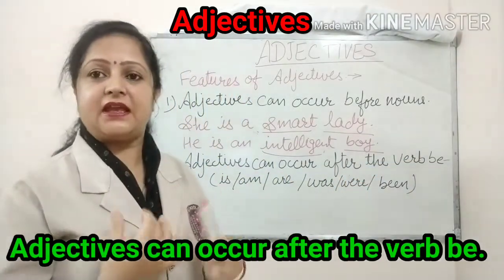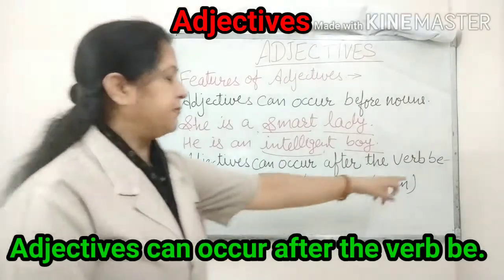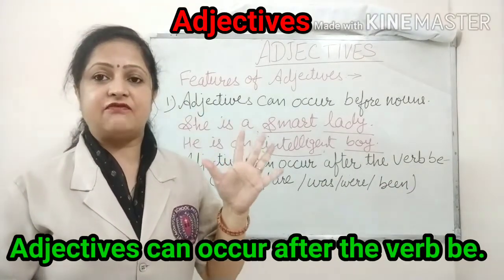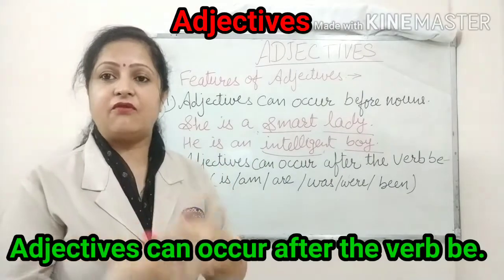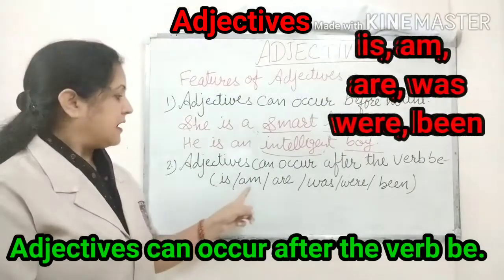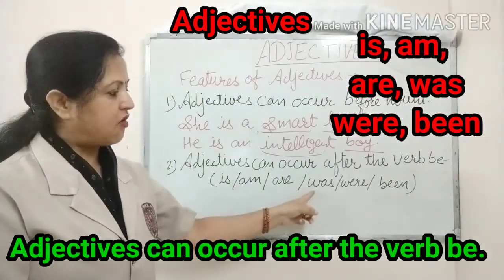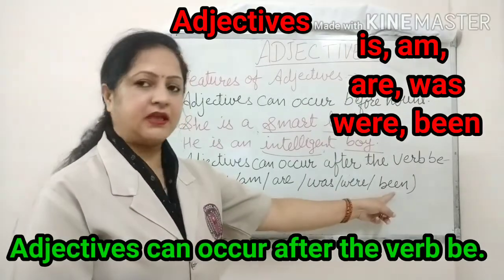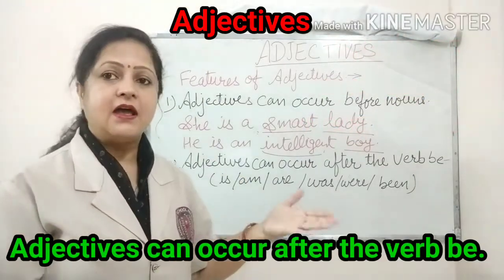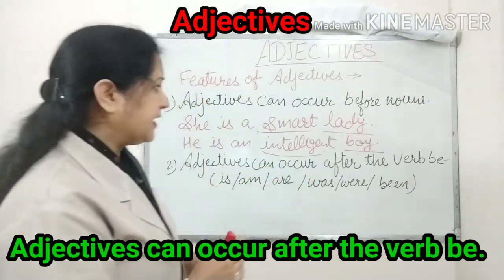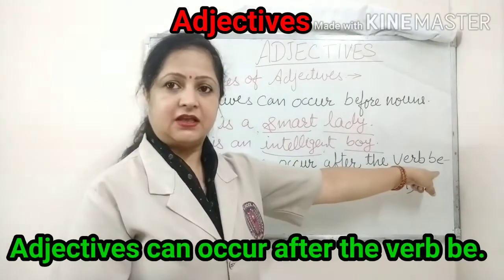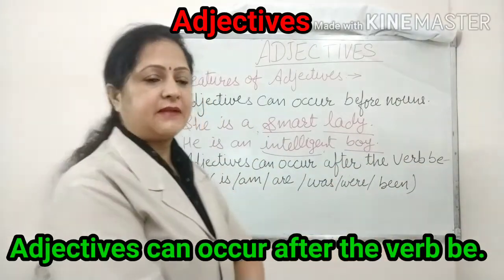So what is be here? First of all, we should know what is be. In our grammar, there are mainly 6 verbs that are known as the be form of verb. These 6 verbs are is, am, are, was, were and been. So here the feature is, adjectives can occur after the verb be. Let's understand it with the help of an example.